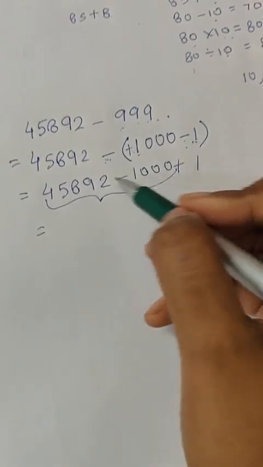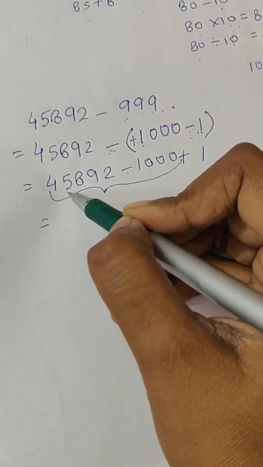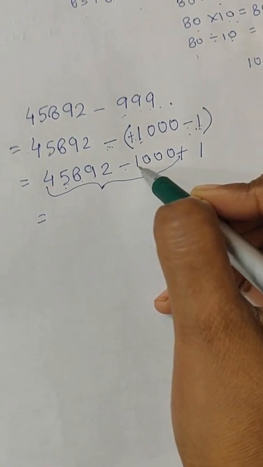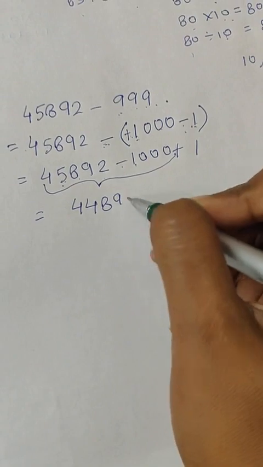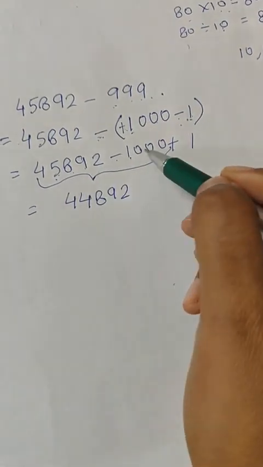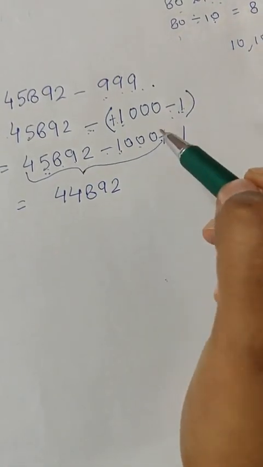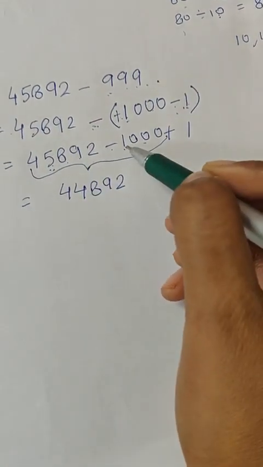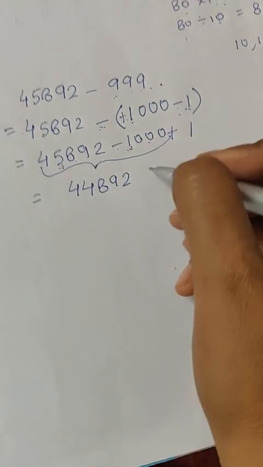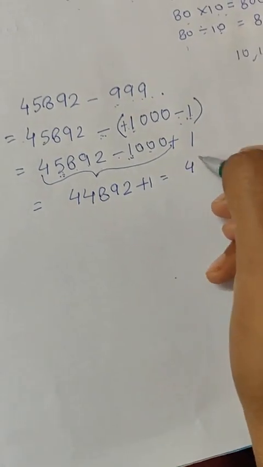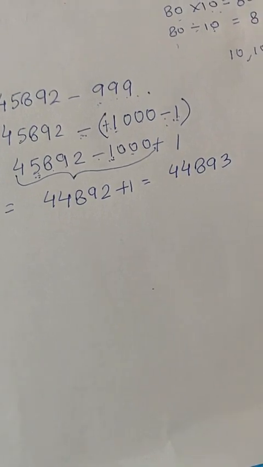So it is easy. 1000, which number is at thousands place? Ones, tens, 100, 1000. 5 is at thousands place. This means you just need to subtract 1 from 5 and the remaining numbers you will copy. That is how it has become easy, that when you are subtracting 1000 from this number, all you need to do is copy the remaining numbers the way they are and just subtract 1 from the number which is at thousands place, and add 1 to it. So you get 44893.